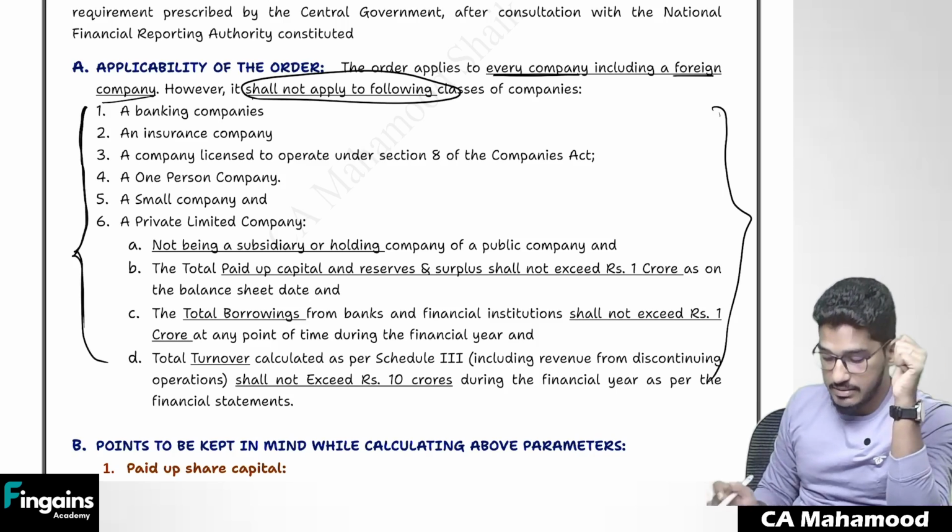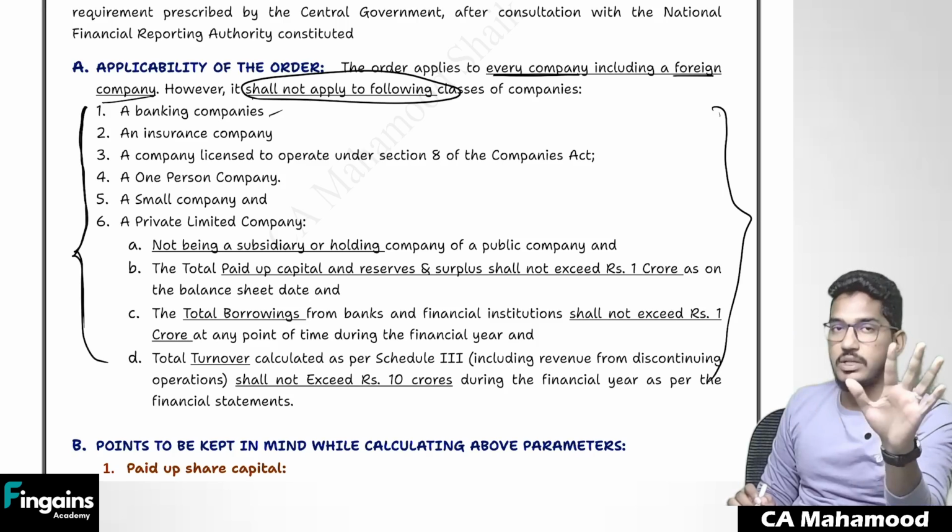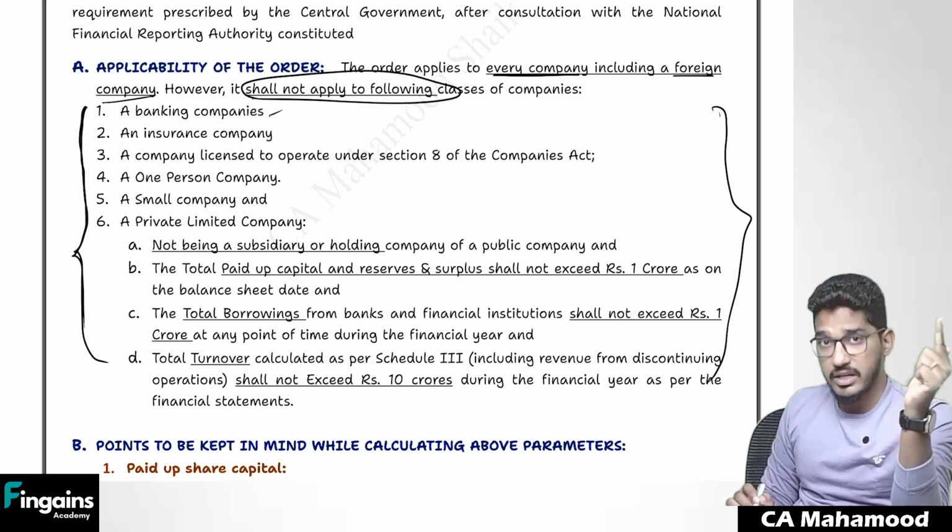Sir, which companies are exempted? Number 1, banking company. If you are conducting the audit of a banking company, no need to report on CARO. Why? Because for a banking company, there are already plenty of reporting requirements under the Banking Regulation Act.